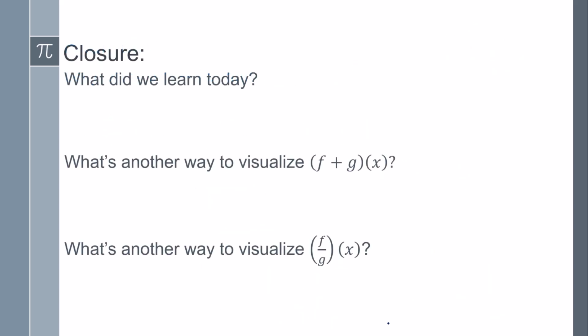So what did we learn today? We talked about using function notation. Now remember, we know how to add, subtract, multiply, divide polynomials. The focus is more on the notation because we're going to see it later on in class. So what's another way to visualize f plus g of x? That's the same as f of x plus g of x. And what's another way to visualize f over g of x? That's the same as your f function divided by your g function.